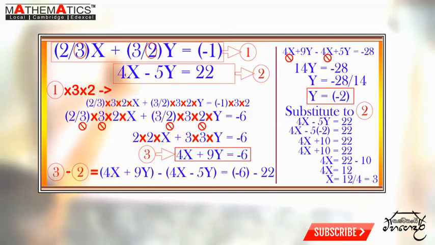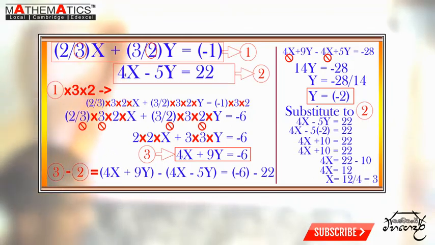After that you can move this 14 from this side to the other side. After it moves from this side to the other side, it should go to the bottom. Now you can write it as y is equal to minus 28 over 14. Now y is equal to minus 2. What is the reason for this minus 2? 28 over 14 is equal to 2, but with that minus you can write it as y is equal to minus 2.